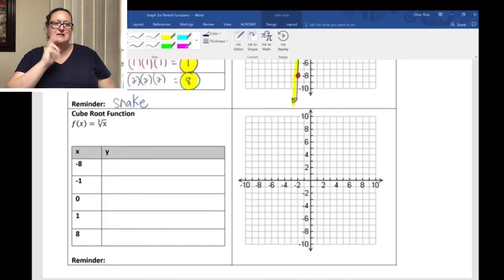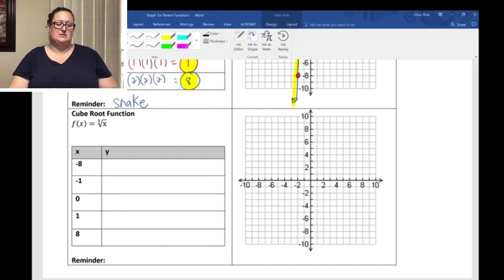So now let's look at this cube root function. Our x values are -8, -1, 0, 1, 8. And I know what you're thinking. Mrs. Orca, I thought that we can't take the square root of a negative number. Well, you can't take the square root of a negative number because they'll end up being imaginary. But we can take the cube root of a negative number because for cube root, you're going to be looking for a group of 3 identical numbers.